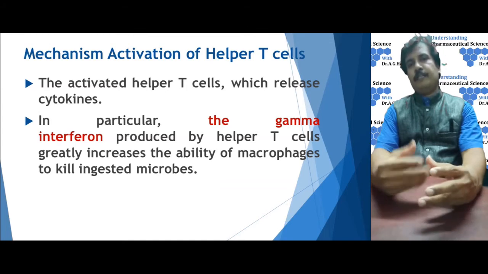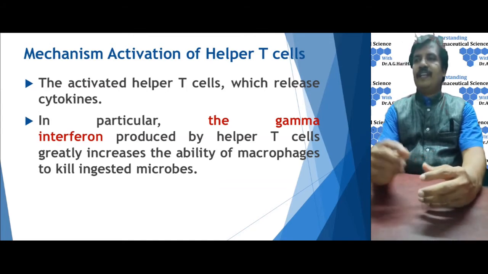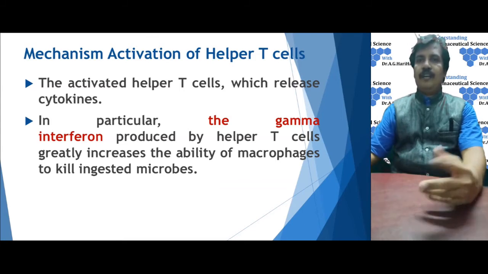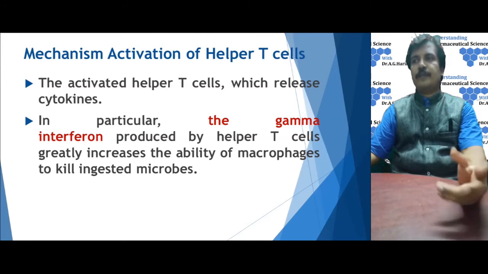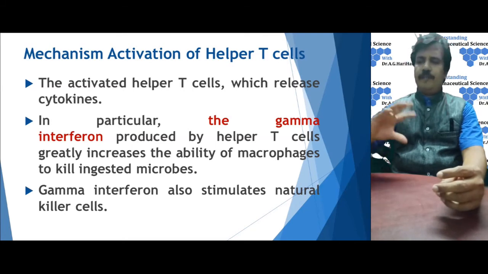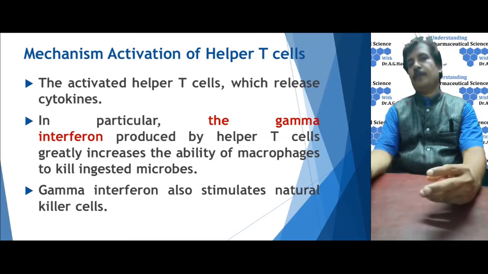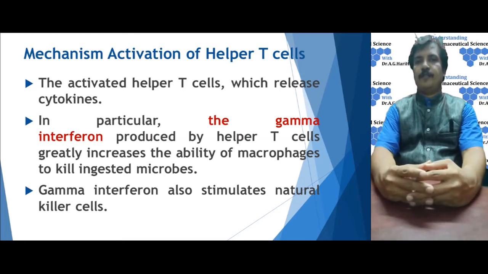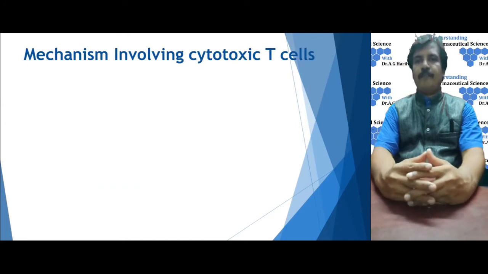Second, this also increases the ability of the macrophages to kill the infected cell. So the microbe which is ingested into the cell gets removed by this mechanism, and it also stimulates the natural killer cells. This mechanism enhances phagocytosis, apart from the cytolytic T-lymphocyte stimulation also. So this is one mechanism where the TH cells have a major role.